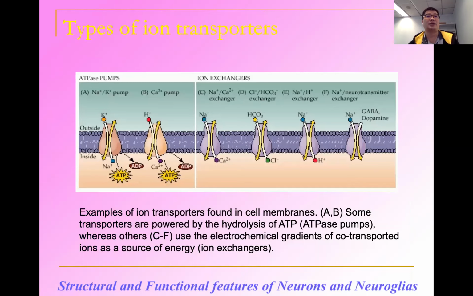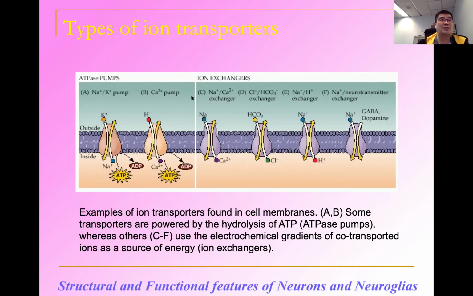Now, apart from the channels, there are different transporters as well. For example, one of those we talk about is the ATPase pumps, such as the sodium and potassium pump or calcium pump, that use ATP as the energy. In the sodium and potassium transporter, potassium is pumped in and sodium is pumped out. So that's the basis during the action potential that restores the changes in the ions.